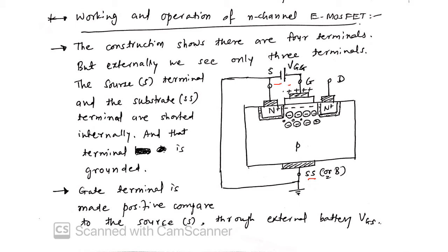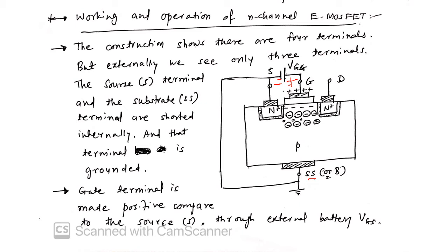That's why you can see many times that instead of four terminals of a FET or MOSFET, only three terminals are shown, because the source and substrate terminals are shorted internally. Externally the source is grounded and the gate is made more positive than the source terminal. Fine. So now what happens?